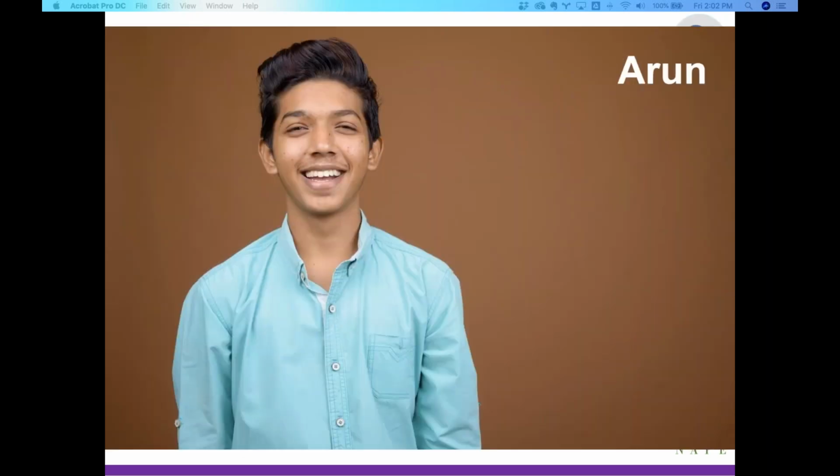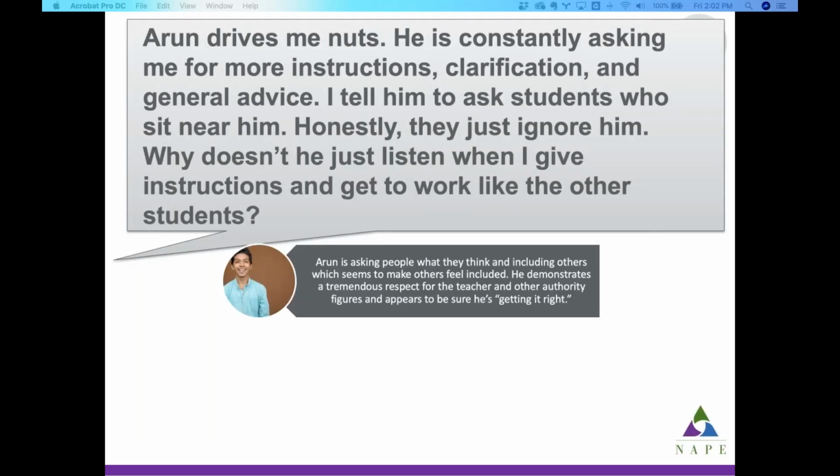Now, you pop in the classroom and you observe that Arun is asking people what they think and including others, which seems to make others feel included. He demonstrates a tremendous respect for the teacher and other authority figures and appears to be sure he's always getting it right. Now, how can you look at what you've learned about Arun, and how can we respond to him?